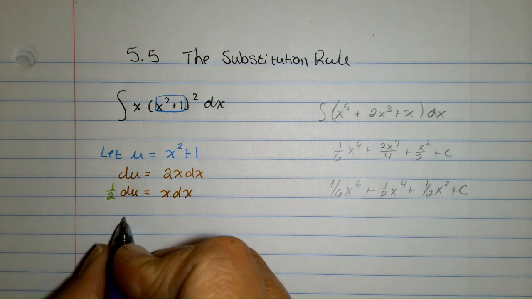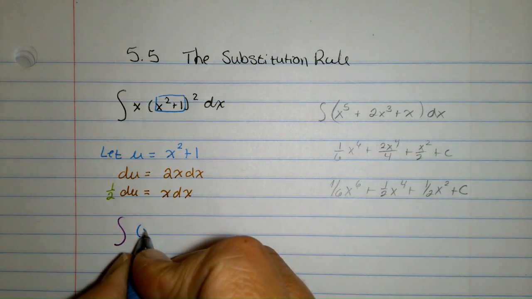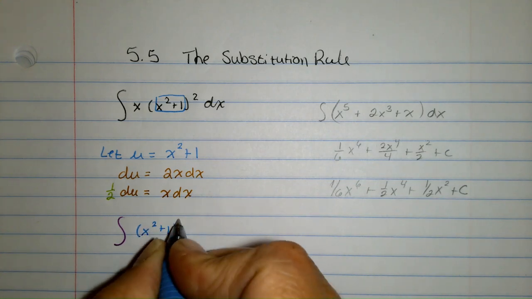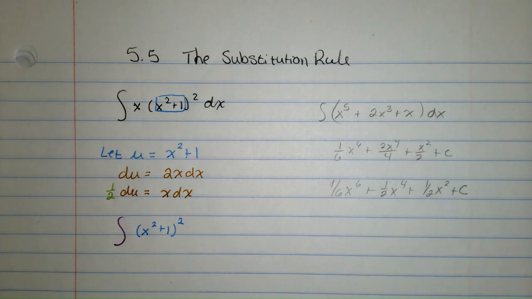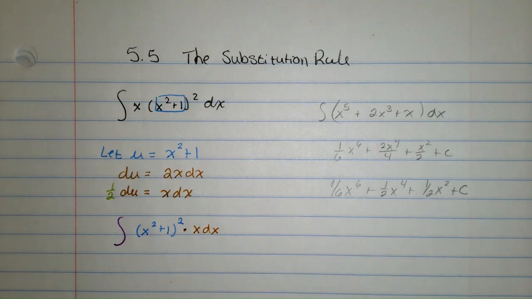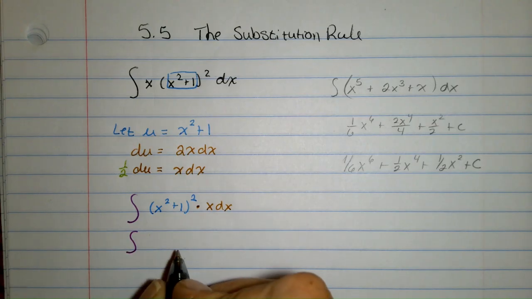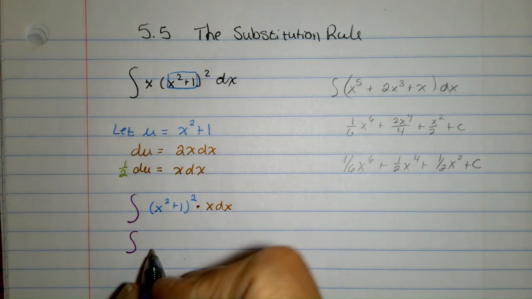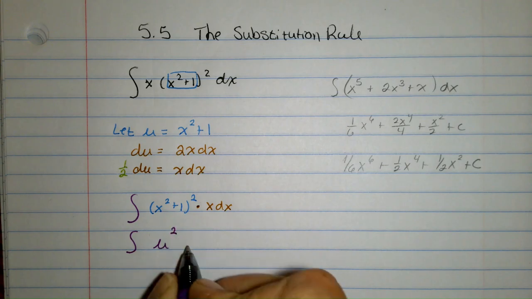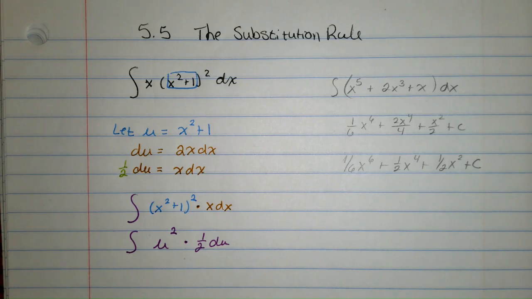So the integral of x squared plus 1 squared multiplied by x dx. So see how I just took what was there in the original problem and I reordered it and I color coded it. So now I can substitute u squared and 1/2 du. So just direct substitution.